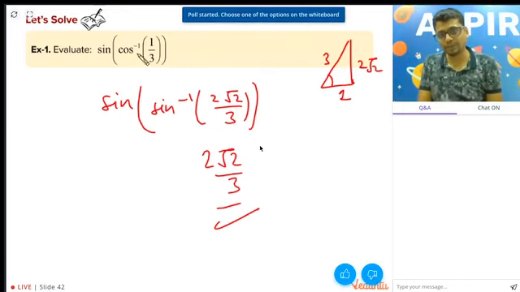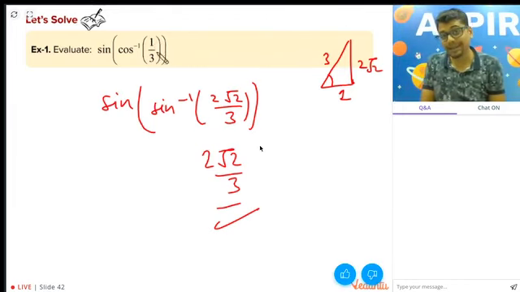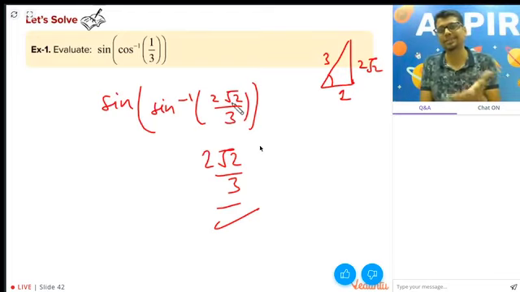So cos inverse, I am seeing this as base upon hypotenuse. So what would be the perpendicular? 3 square minus 1 square under root. So cos inverse 1 by 3 I can write as sine inverse perpendicular upon hypotenuse. Sine of sine inverse x is what? x. Khatam. That's it.